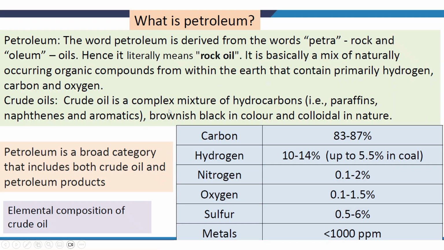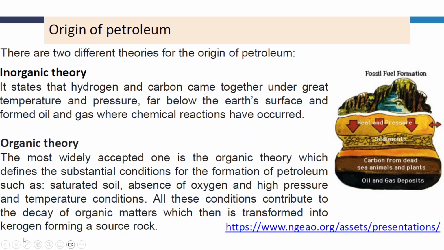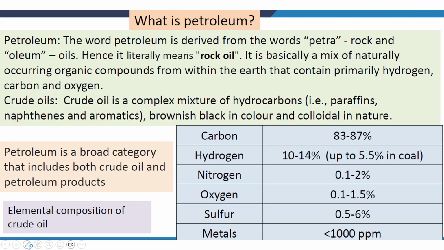So the main constituents of petroleum are hydrogen, carbon, and oxygen. So crude oil, what is it? It is a complex mixture of hydrocarbons. It can consist of paraffins, naphthalenes, and aromatics. It is brownish black in color and colloidal in nature.